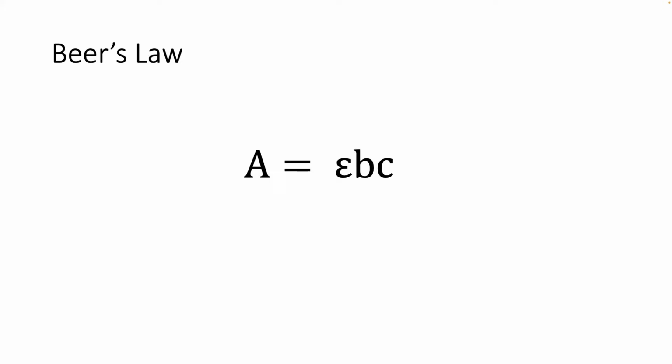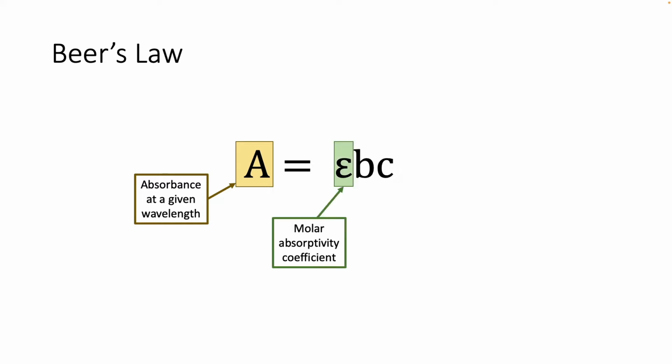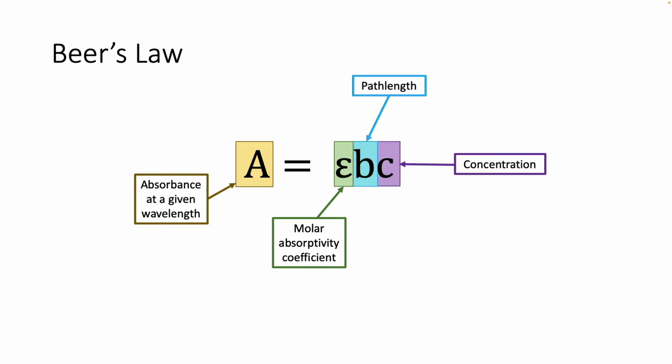In order to understand how this works, you have to understand Beer's law, which I explained in a different video that I will link below. Basically, Beer's law says that the absorbance of something at a given wavelength is going to equal the molar absorptivity coefficient of that substance at that particular wavelength times the path length that the light travels through times the concentration of your substance. Again, this is the absorbance at a given wavelength, and the molar absorptivity coefficient is specific to a particular wavelength.